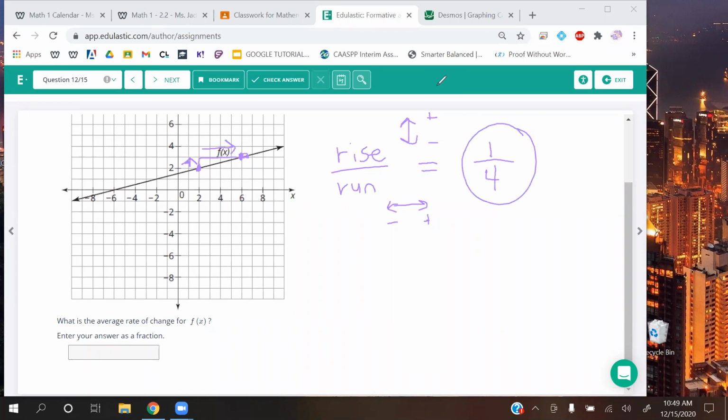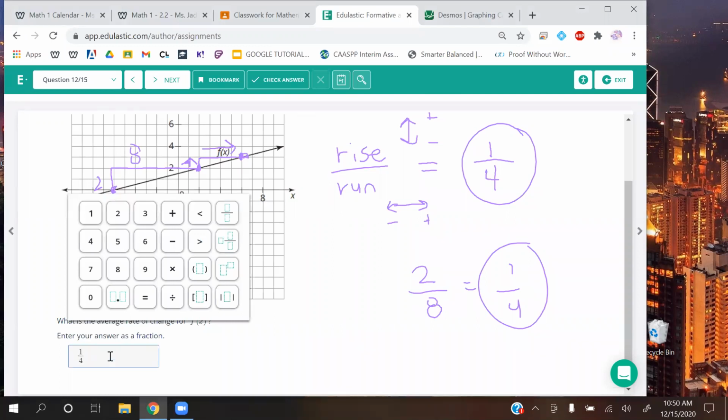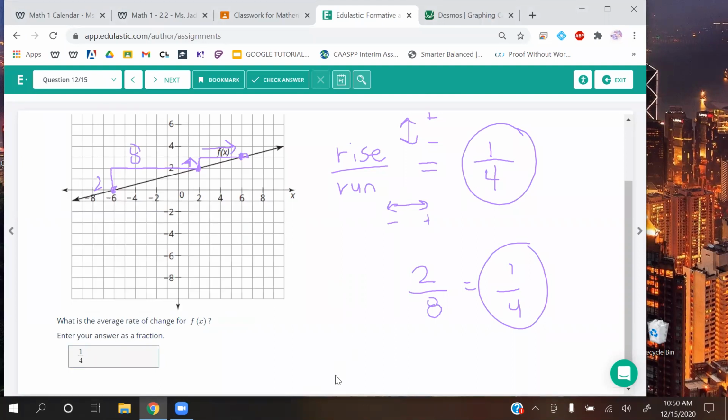So 1/4. Okay, you want to simplify it. So it's 1/4. Some of you might have chosen like here and here. That would have been 2/8. That's totally fine. Rise 2, run 8. This simplifies to 1/4. 1/4 is still your final answer. Express your answer as a fraction. So we're just going to type 1/4. Remember, you can use this button if you need to. All right, 1/4. I'm going to clear the drawing so we can go to the next one.